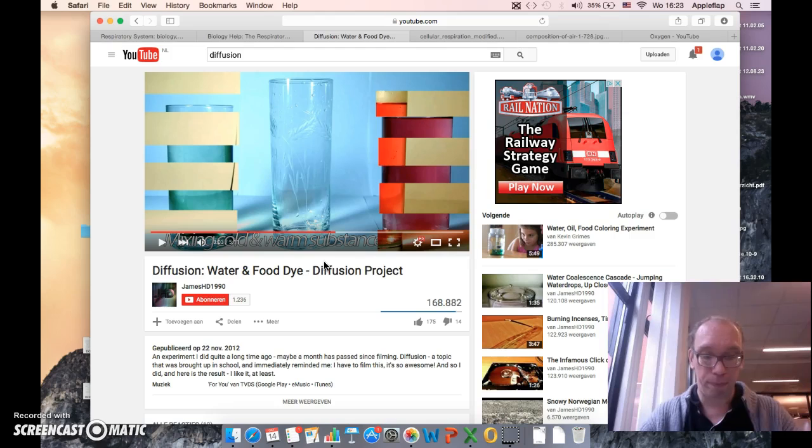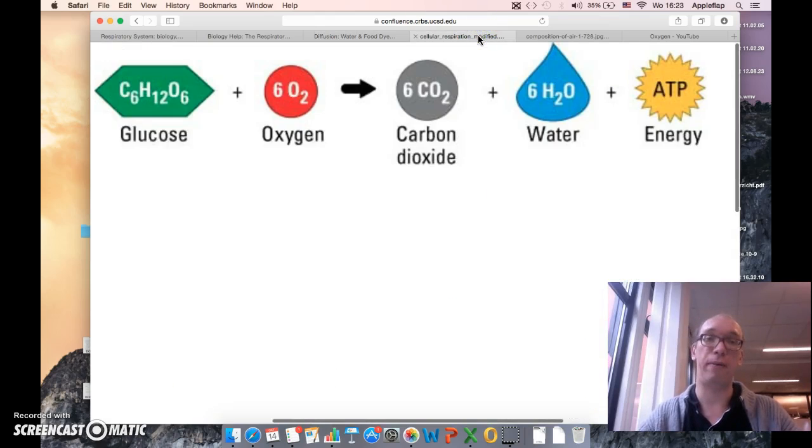Okay, so that's diffusion. Let's go to respiration, because gas exchange is there to provide respiration. Here's the oxygen you're taking up out of your lungs, and it goes to a muscle, and inside a muscle there's a storage of glucose. Glucose and oxygen together, they react and they form carbon dioxide. They also form water and energy in the form of ATP, which stands for adenosine triphosphate. Well, it's the carrier molecule for energy in your body.